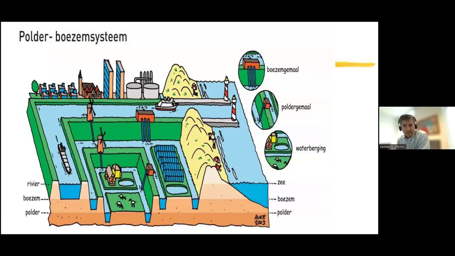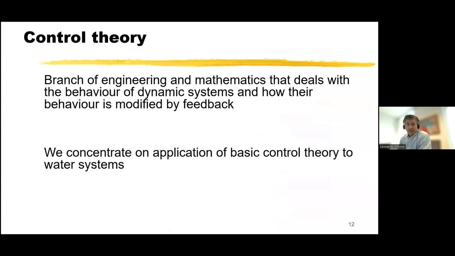And this is basically land that was reclaimed from the sea, and it is built to be drained constantly by means of various structures. And for that, we use control theory. Control theory is the branch of engineering and mathematics that deals with the behavior of dynamic systems and how their behavior is modified by feedback. Related topics are control engineering, control systems, automation, and others. So this is a very big field. But here in this class, we concentrate on the application of basic control theory to water systems.